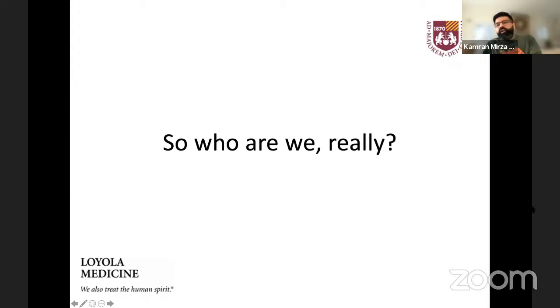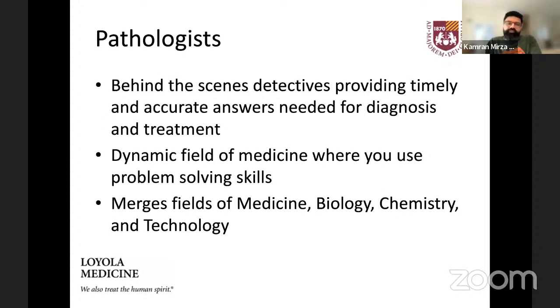I've talked about a lot of things about pathology, but I don't know if it really sums up who we are. I would say that we are behind the scenes detectives, providing timely and accurate answers that are needed for diagnosis and treatment of patients. It's a really dynamic field of medicine. So don't think that it's not being a physician; you use problem solving skills every day. In fact, it merges medicine and biology and chemistry and technology and physics, right? There are machines too, informatics and genetics. So you can dabble in all sorts of things.